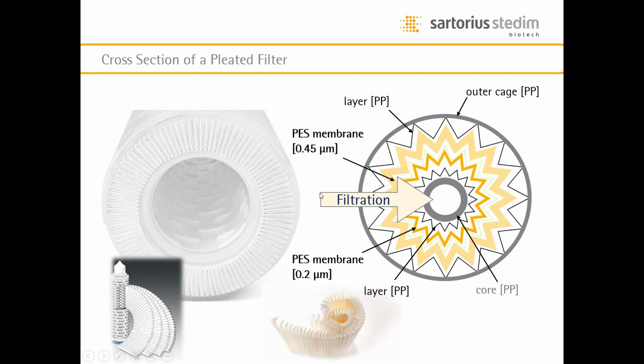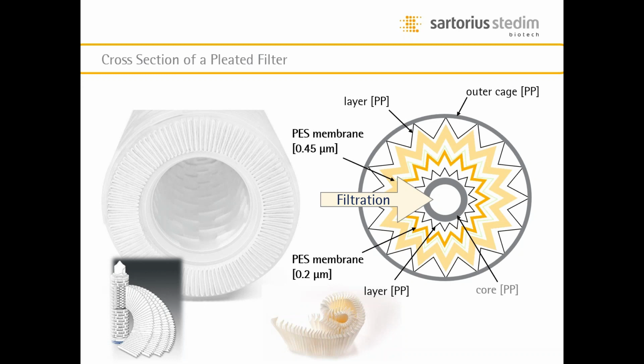Important to know that the direction of filtration is always from the outside to the inside. So you start here from the outside, through the outer cage, and the liquid has to pass first the layer of polypropylene, and then the first layer 0.45, then the second layer 0.2, and then another polypropylene layer, and the sterilized liquid will be collected in the inner core. It can be pushed into bags or vessels wherever it will be stored or further processed.